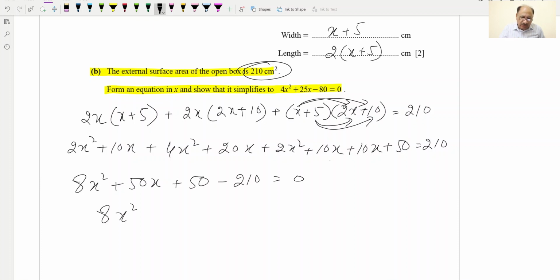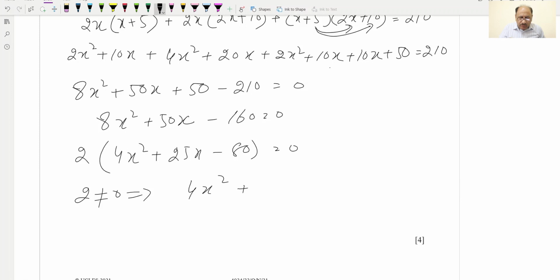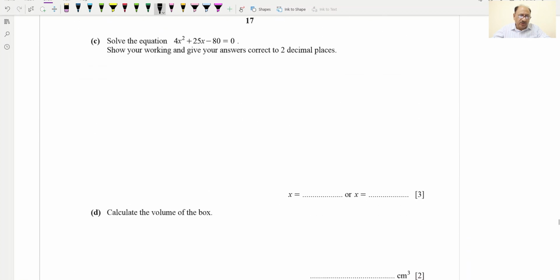So our equation will be 8x squared plus 50x minus 160 is equal to 0. So we can take 2 common, so inside will be 4x squared plus 25x minus 80 is equal to 0. So 2 cannot be equal to 0, so this implies 4x squared plus 25x minus 80 is equal to 0, and this was the equation which we were supposed to prove, and this was for a 4-mark question which we are done. Hopefully you understood this.